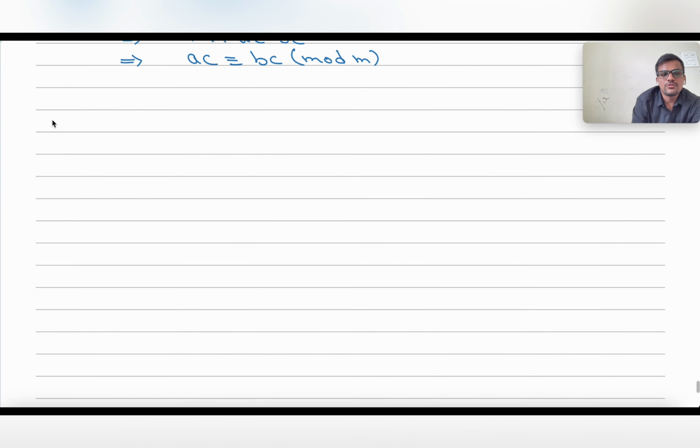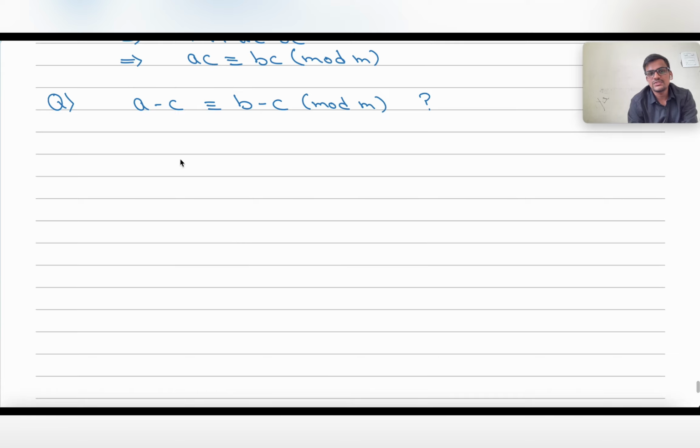Now we move to the second property. Now the question is, what can you say about A minus C congruent to B minus C modulo M or not, right? This is true or not?